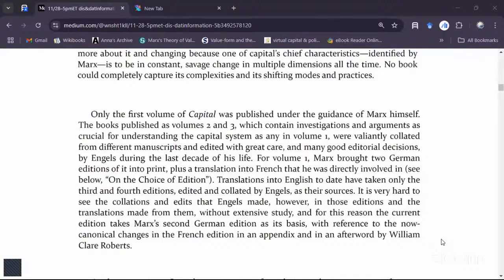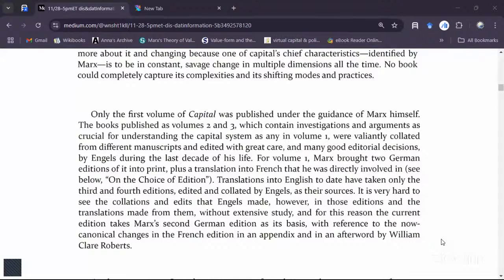Translations into English to date have taken only the 3rd and 4th editions, edited and collated by Engels, as their sources. See, that's where the problem is. It's a translation or a telephone problem, where some of the meanings get lost as you do later translation. It's very hard to see the collations and edits that Engels made in those editions, and the translations made from them, without extensive study. And for this reason, the current edition, this Princeton edition, takes Marx's second German edition as its basis, with reference to the now canonical changes in the French edition in an appendix. There's an additional appendix on the French edition, and an afterword by William Clare Roberts.